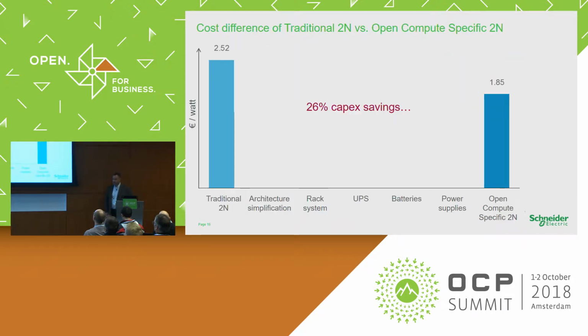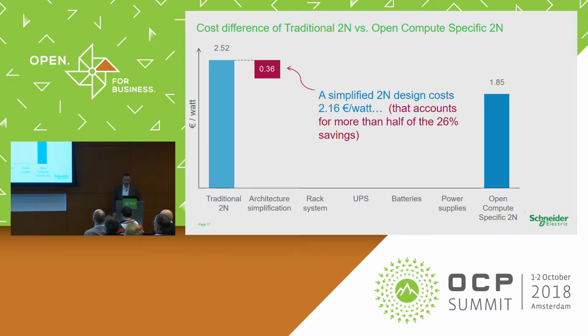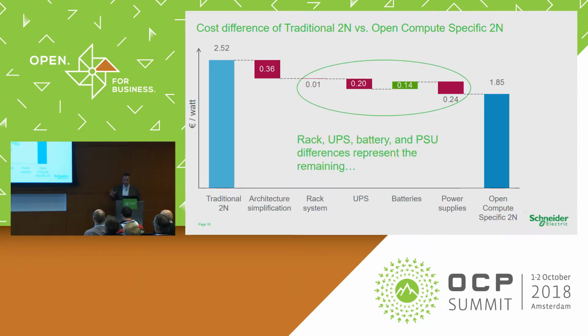And it's still significant savings, right? You still have 26% savings in this particular case. So you still get about 36 cents per watt by simplifying the 2N design. And the rest of the stuff is kind of similar. A little bit, the rack system, you have a UPS savings, lithium-ion batteries a little bit more, and again, good savings in the power supply, both from reducing redundancy from 2N and also reducing the oversizing.